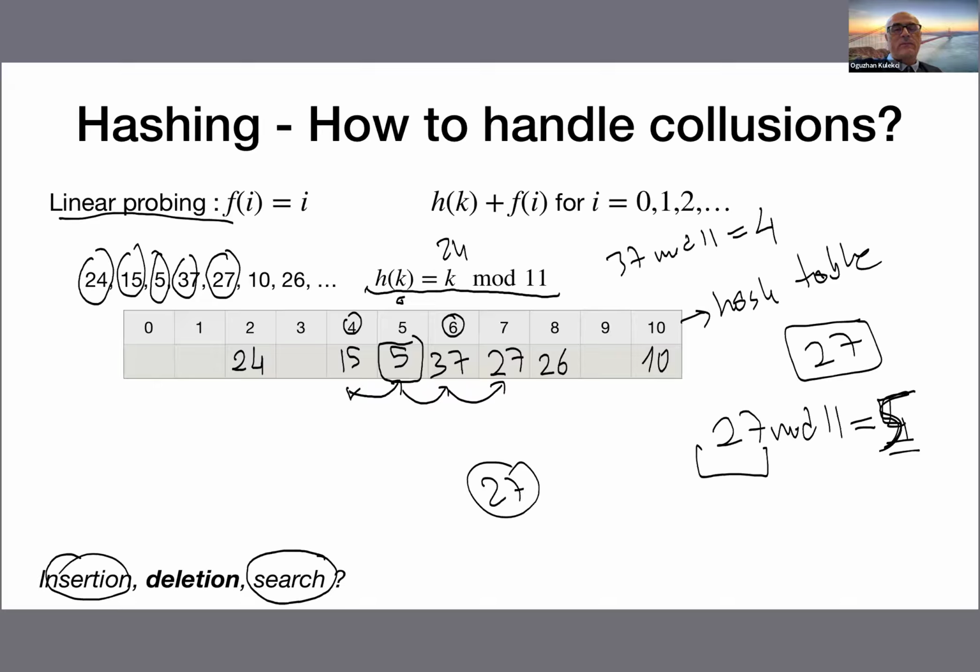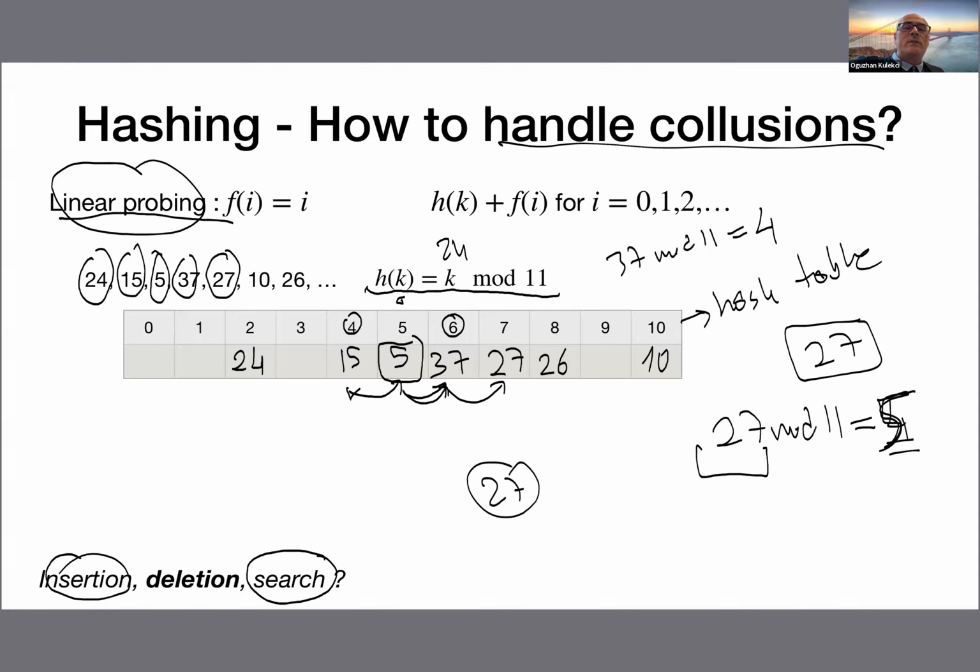You cannot say this. Why? Because maybe when 27 was inserted into the hash table, position 5 was already occupied. So maybe you needed to locate 27 not at position 5 but at position 6, because you know that you are using linear probing to handle the collisions. Then you say, let me go and check the next position.